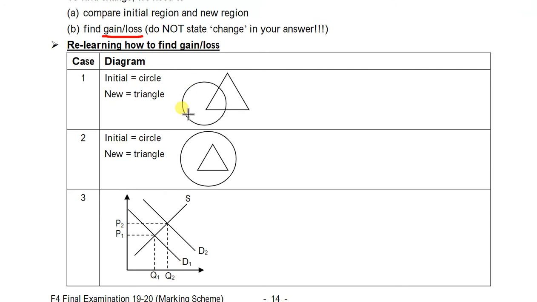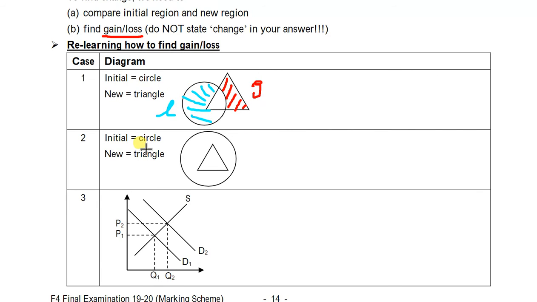So initially this is the circle. Now we have the triangle. Which part is the gain? This part here is the gain. This is an area where initially we haven't got it, and now we have got it. This part should be the gain, right? And how about the loss? The loss should be this part here.